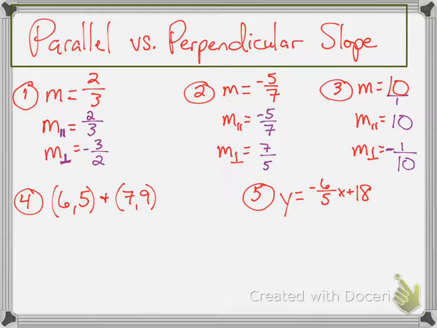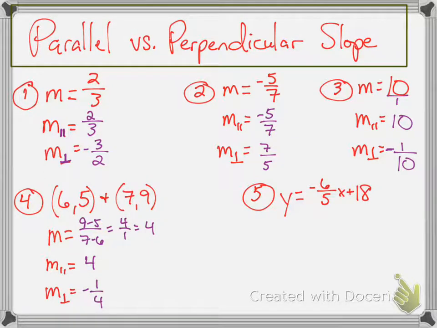We can also identify parallel versus perpendicular, finding slope in a couple different ways. So if I look at example number 4, I give you two ordered pairs. What I basically want you to do here is go find the slope, and then we'll identify the parallel and the perpendicular to it. So, using what we did on the other side, again, y2 minus y1, so 9 minus 5 over x2 minus x1, 7 minus 6, gets me a slope of 4/1, which is 4. Parallel to that would be a slope of 4. Perpendicular, flip and change the sign, -1/4.